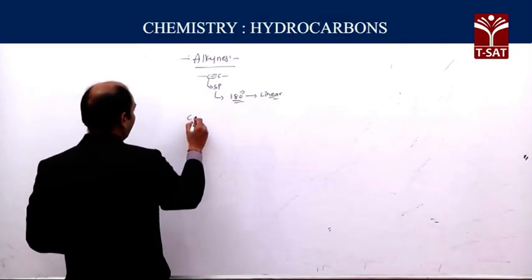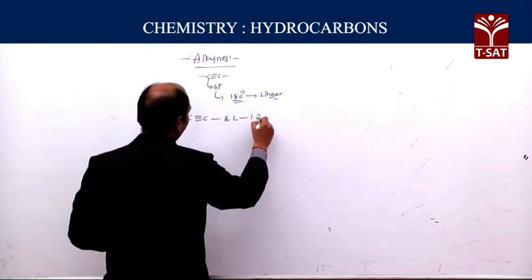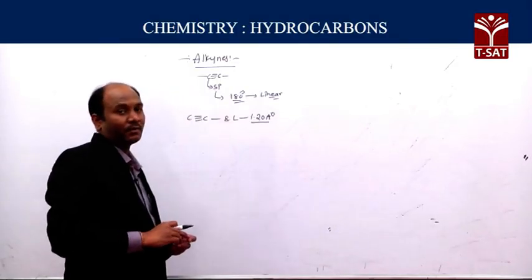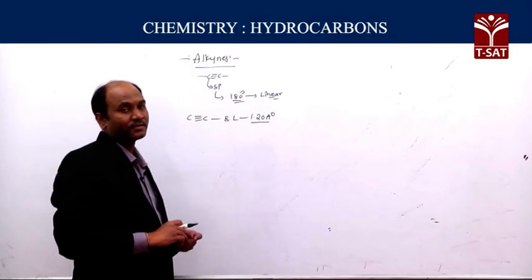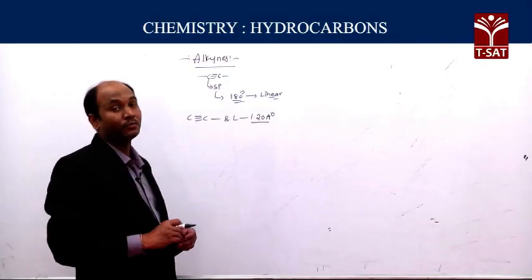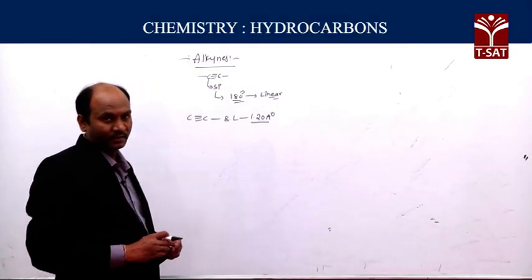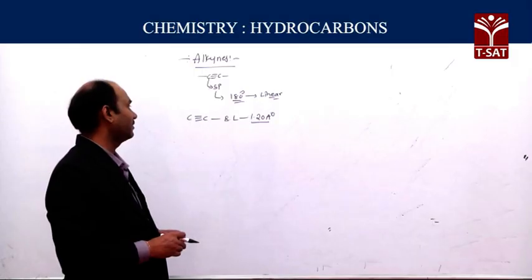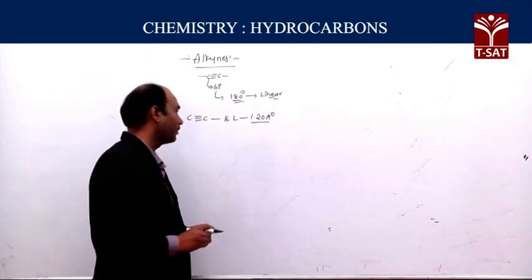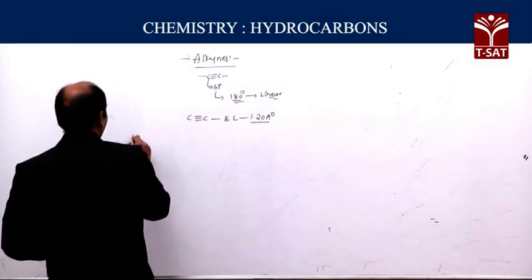Here in alkynes, the bond length of C triple bond C is 1.20 angstroms, whereas in alkanes the carbon-carbon bond length is 1.54 angstroms, and in alkenes 1.34 angstroms. As the number of bonds between carbon atoms increases, bond length decreases: 1.54, 1.34, 1.20. Now we are going to discuss the methods of preparation of alkynes.